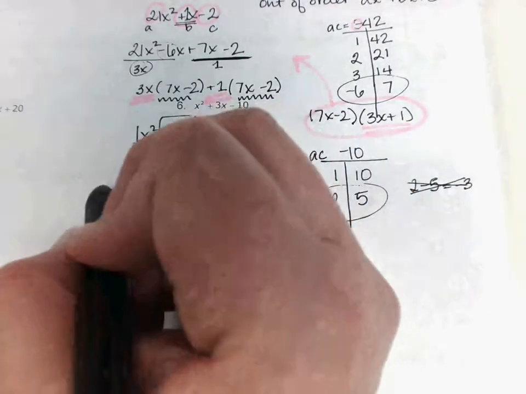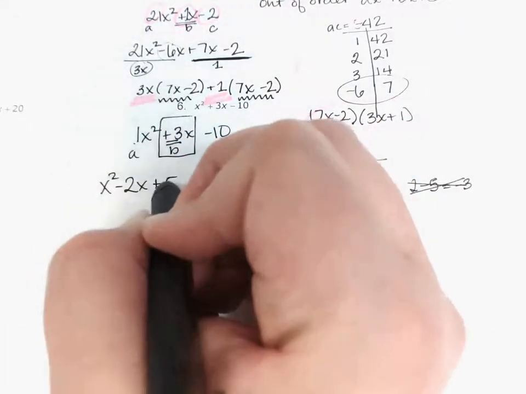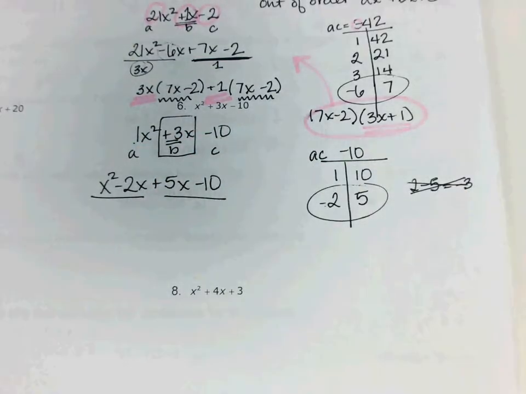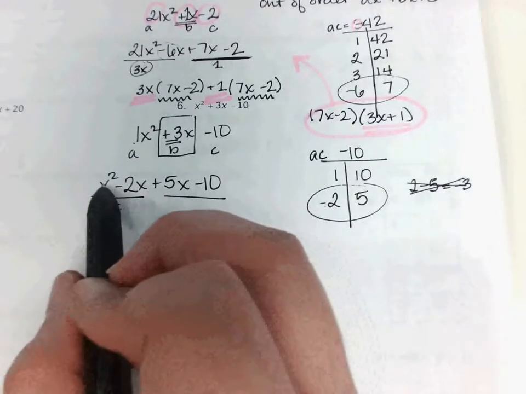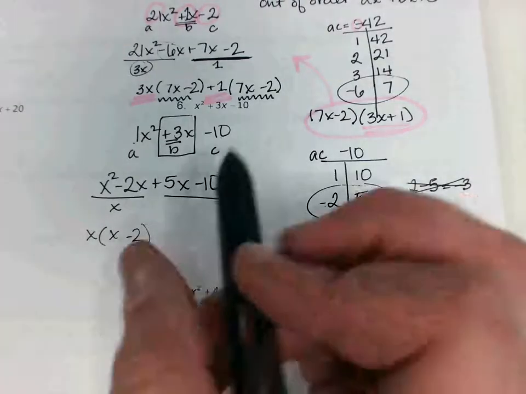Okay, from there I have x squared minus 2x plus 5x and then minus 10. Partners, partners, look for the GCF. These guys can both divide by x. X squared divided by x is an x left over. 2x divided by x is a 2 left over.